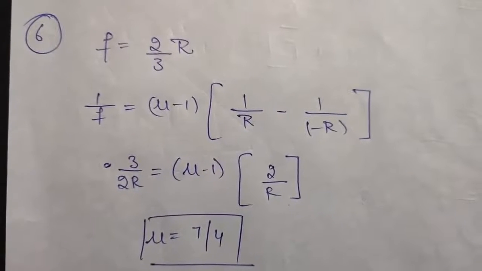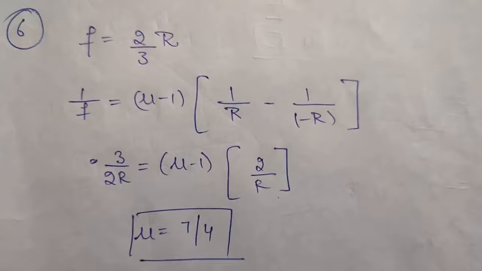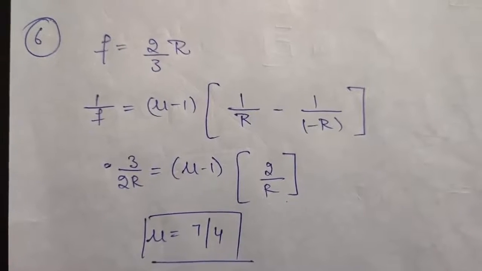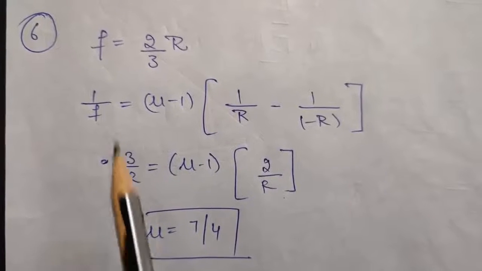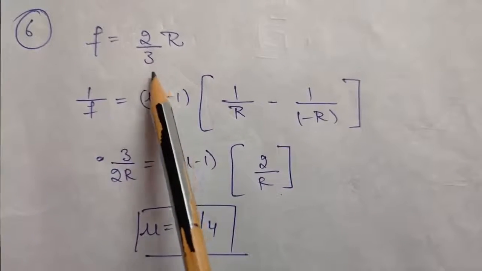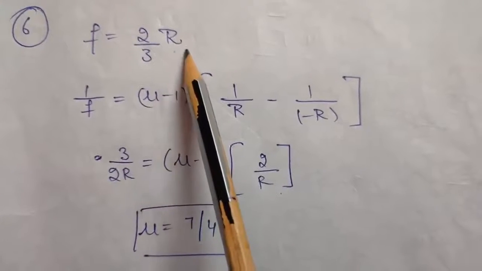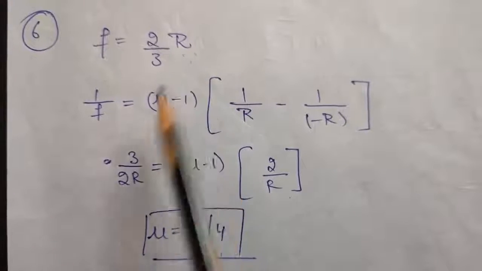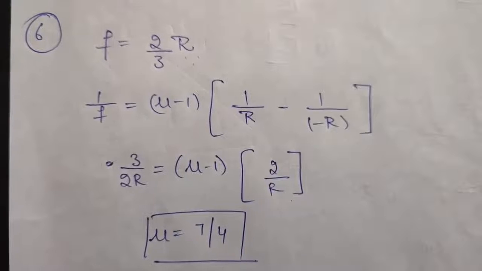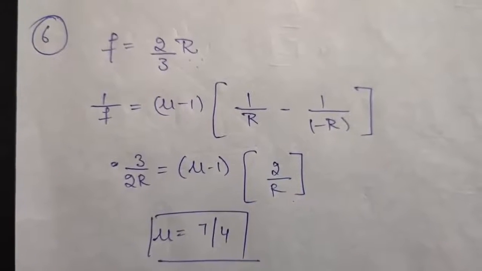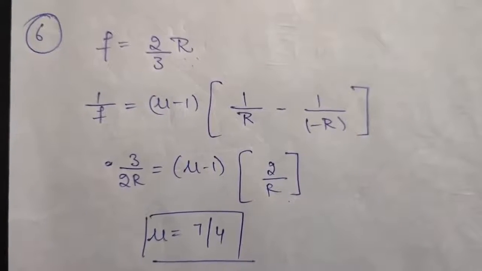Okay, so the next is sixth question. So the question says a biconvex lens has a focal length of 2 by 3 times the radius of curvature of either surface, that is F is equals to 2 by 3 of R, where R is the radius of curvature of either surface. So you have to calculate again in this question the refractive index of the material of the lens.